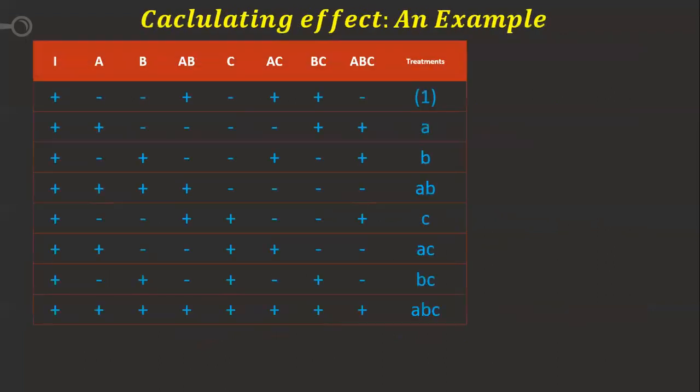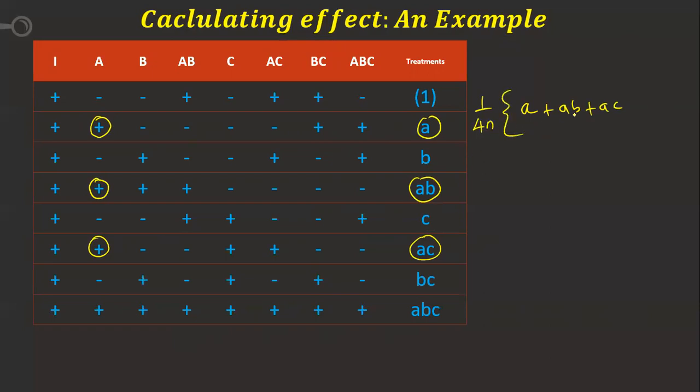Now, for calculating the effect, I'm going to give an example here. For A, I'm going to calculate whichever I showed in the previous screen. So where is it positive here? A is positive, so I will write A here. Here it is positive, so I'll write plus AB. Then here it is positive, so I'll write plus AC. Now divide by 4n, so I'm going to write 4n for the replicate. Commonly, I'll write it for both.